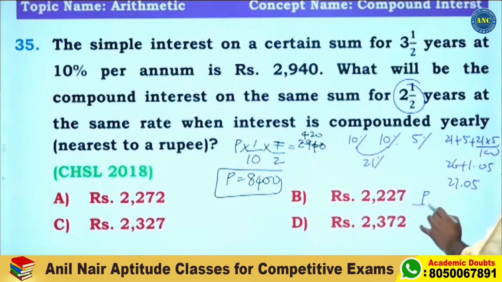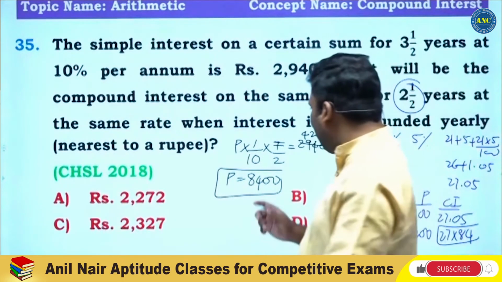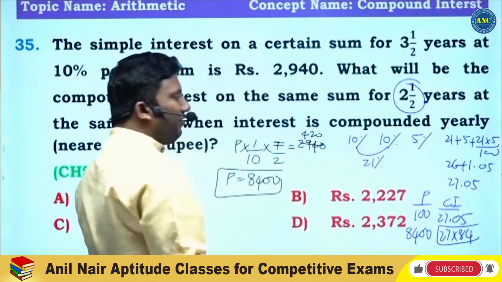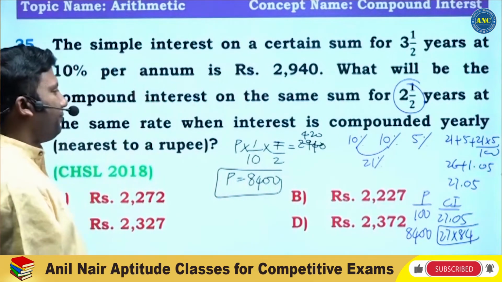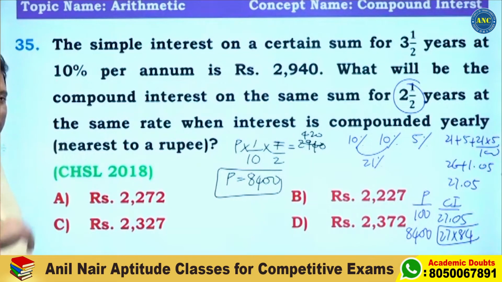27.05. If the principal is 100, CI will be 27.05. If it is 8,400, 27 into 84. Whatever you get, that itself is the answer. I hope it is clear. Just to go by the exact value, 10, 10 and 5. Is it clear? 10, 10 and 5.